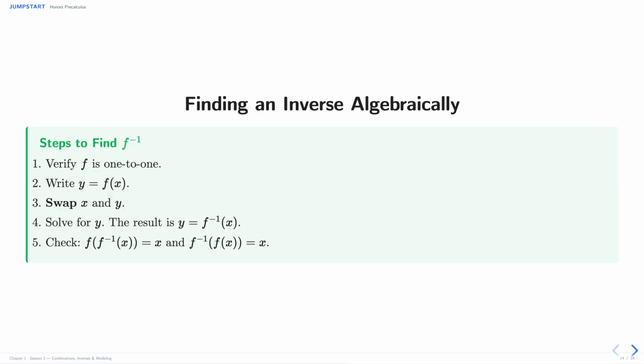First, verify that the function is 1-to-1. Next, write y = f(x). Then swap x and y and solve for y. The result will give you y = f⁻¹(x). Finally, check that f(f⁻¹(x)) = x and f⁻¹(f(x)) = x.